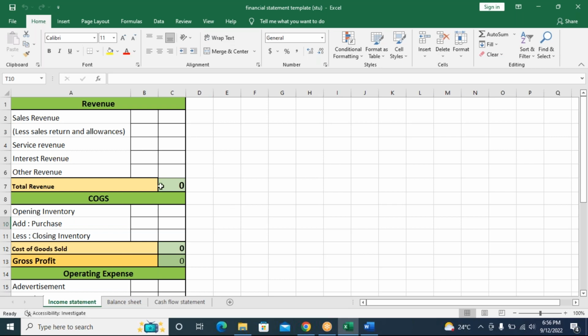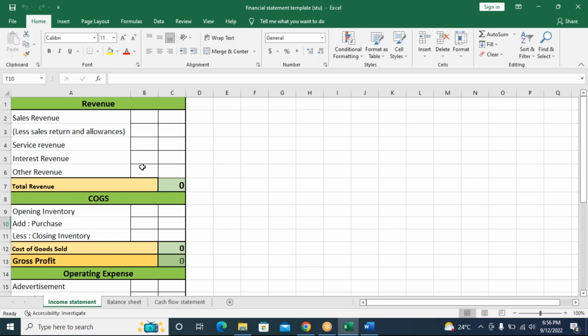So when you look at the income statement, first we talk about the revenue. So what is revenue? How do you tell what revenue is? Ma'am, total amount of income. Yeah, total amount of income. So let's discuss how it will be calculated.